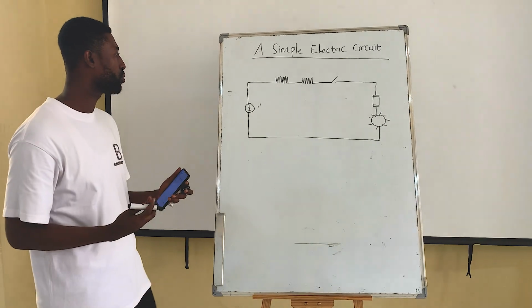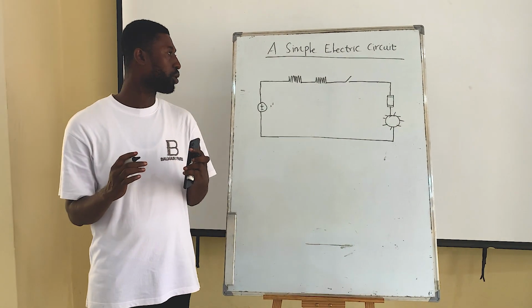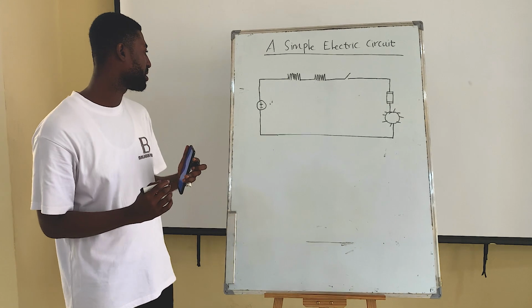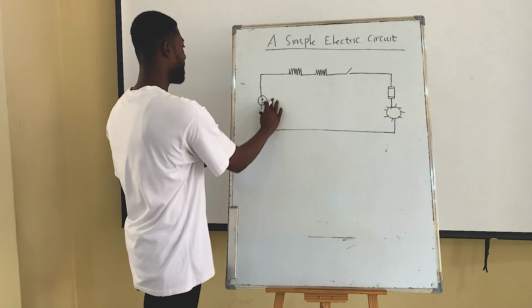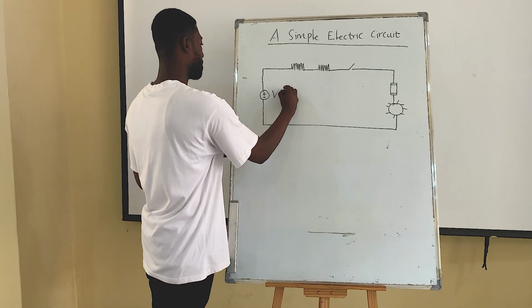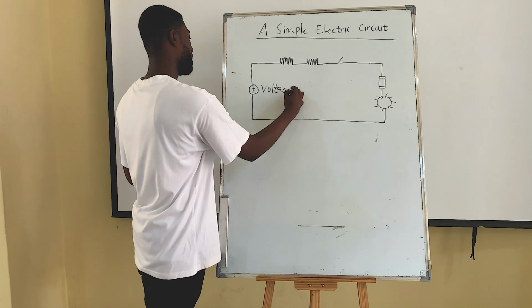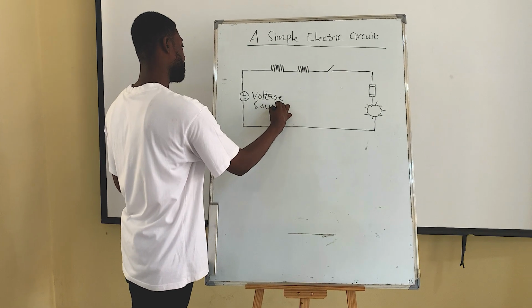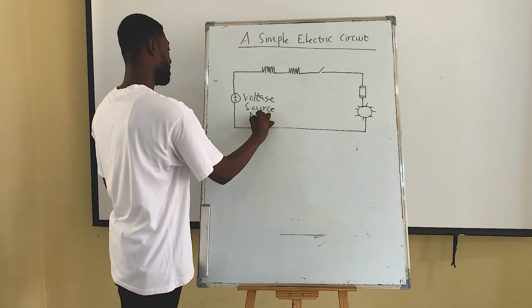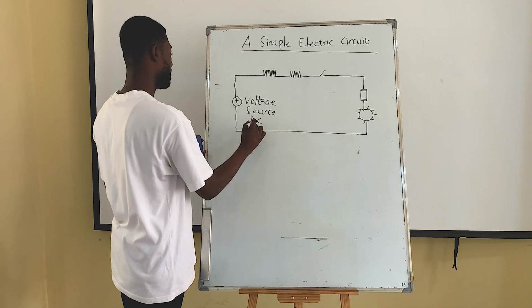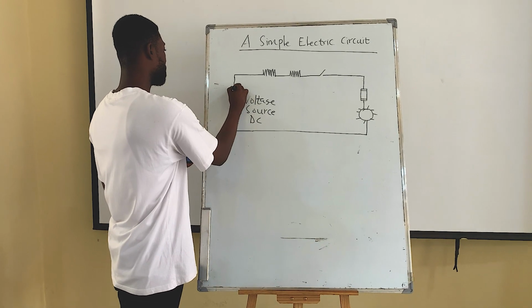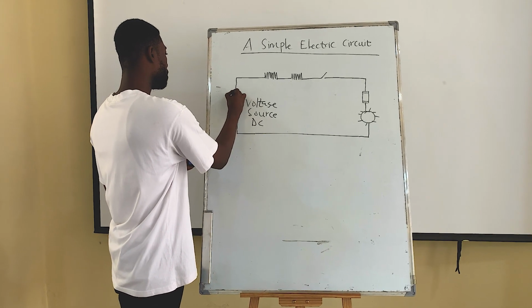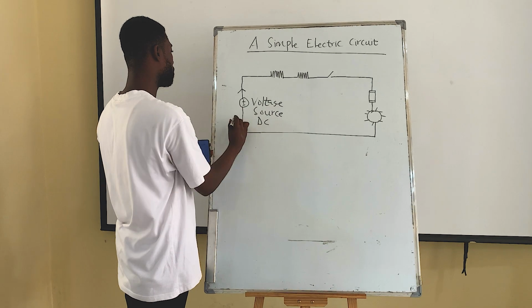So on the board is what we call a simple electrical circuit. We are trying to use the symbols of these components to draw a simple electric circuit. What you are seeing here is the voltage source, and this voltage source is DC. DC means direct current. This voltage source is what is going to produce the electromotive force to drive the current.